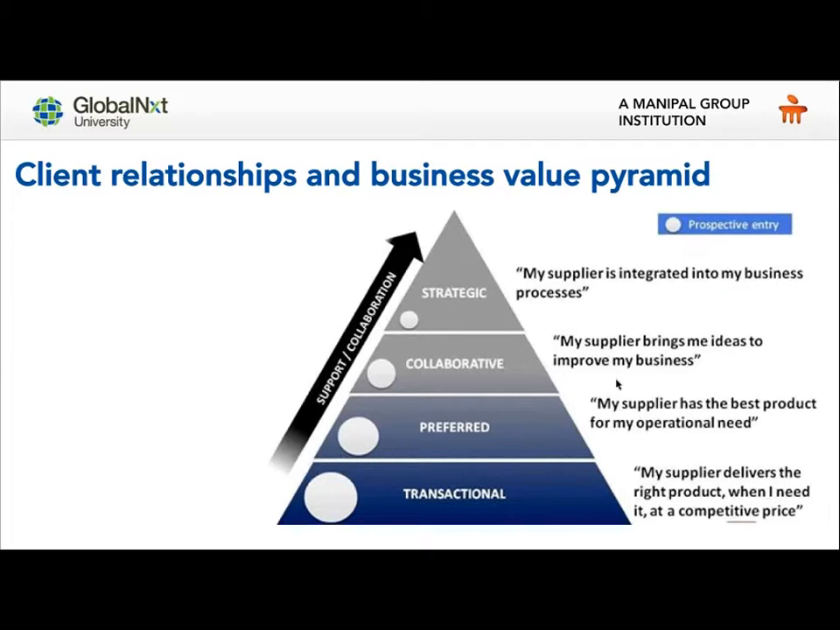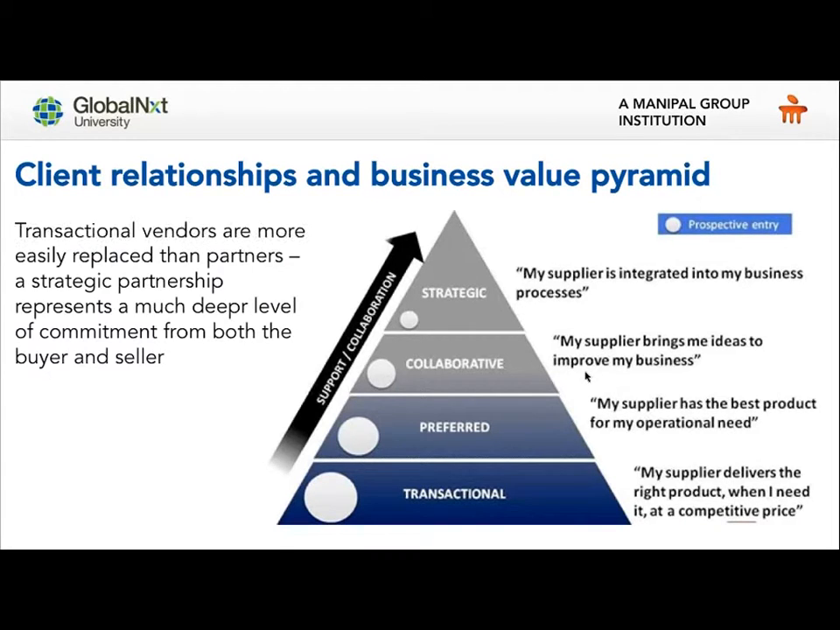So appreciate that there are these levels, and you don't go to the top level straight away. You go to the top level maybe after many years of working together, proving the relationship. So when you meet a client for the first time, typically it's going to be at the transactional level, and it will take you time to move up the business value pyramid. So the relationships always have a maturity, basically.